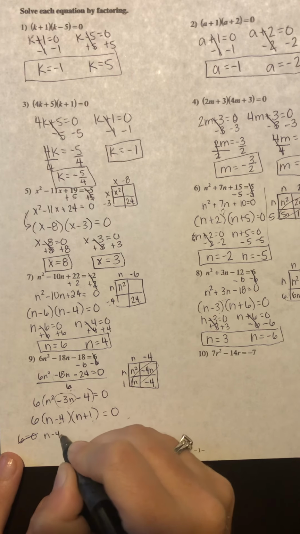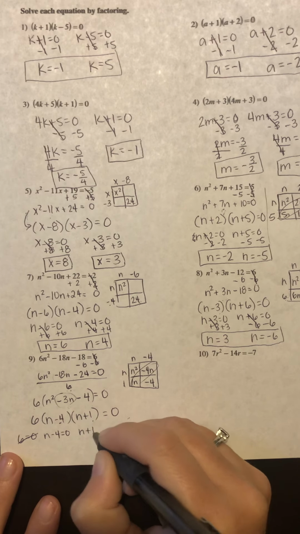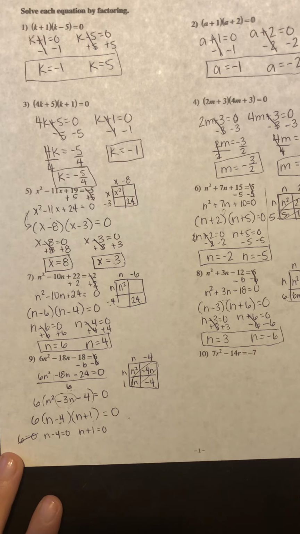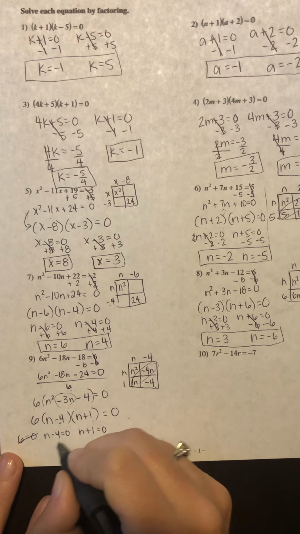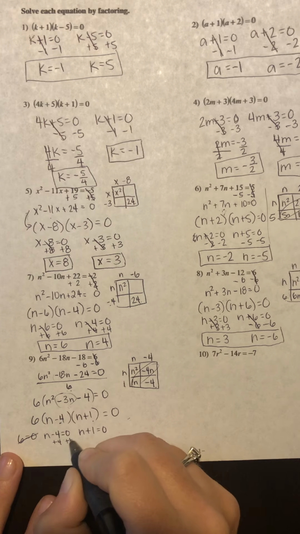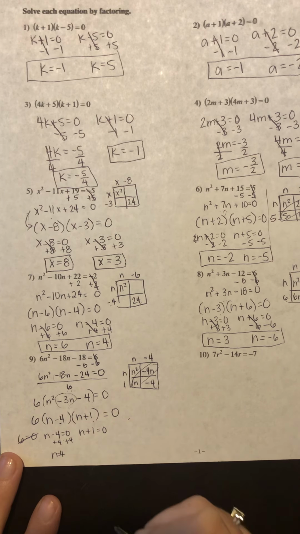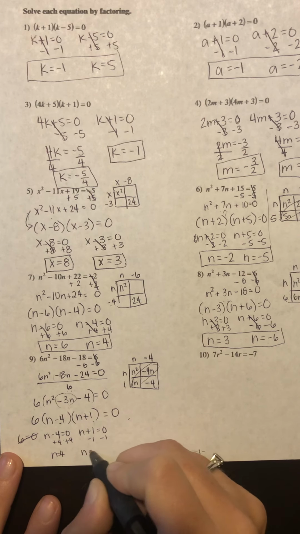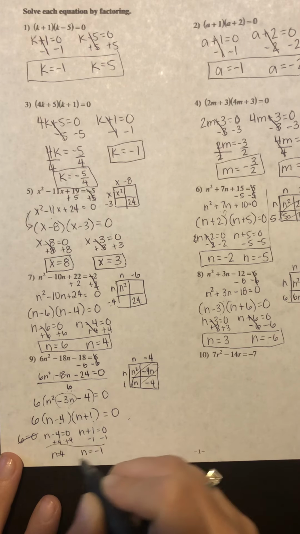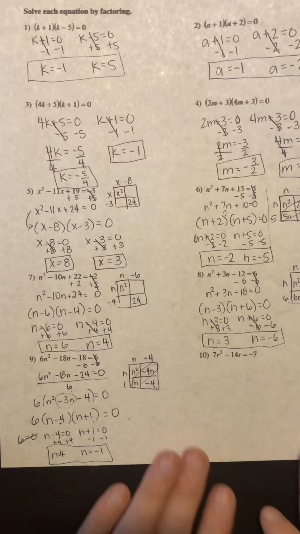N minus 4 equals 0. That's possible. We can solve that. And n plus 1 equals 0. That's also possible. We can solve that. So these are going to be the only 2 parts that give us an answer. So we're going to add 4 and end up with n equals 4. We're going to subtract 1 and end up with n equals -1. So our 2 answers here are still going to just be n equals 4 and n equals -1.